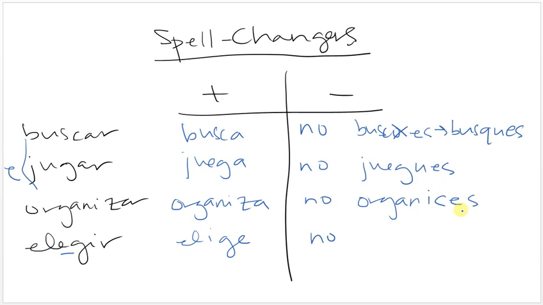No organices, don't organize. And then elegir is kind of a new one, so the yo would be elijo. It has a J. And then remember the IR endings go to a. So no elijas, don't choose. Because if you said that, it would be eligas. So we can't do that. So G is going to change to J. No elijas.